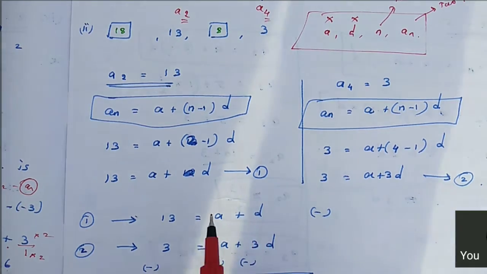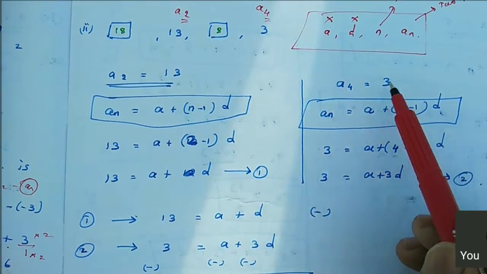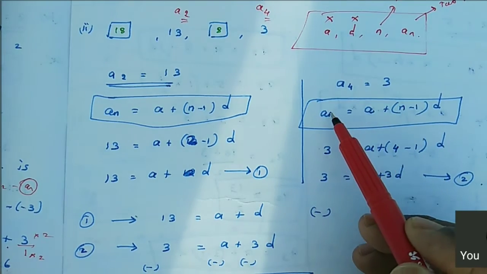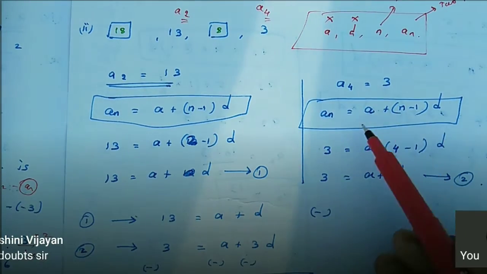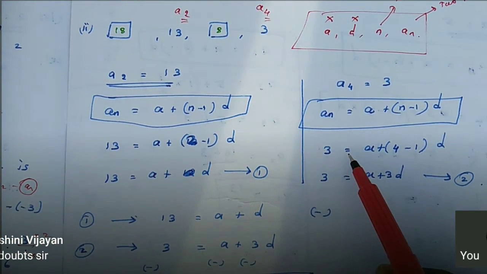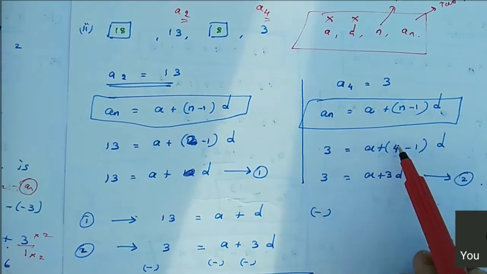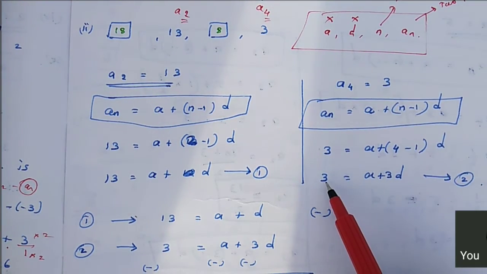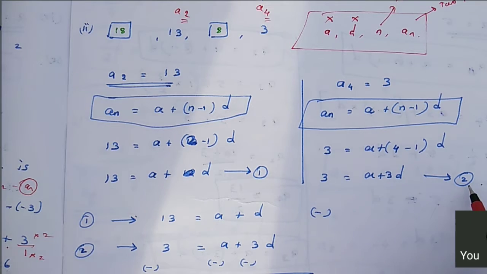Okay. Next, A4 value they gave. A4 is 3. So now we can use An is equal to A plus (N minus 1) into D. A4 value is 3, so 3 is equal to A plus (4 minus 1) into D. Then 3 is equal to A plus 3D. Equation number 2. Very clear?